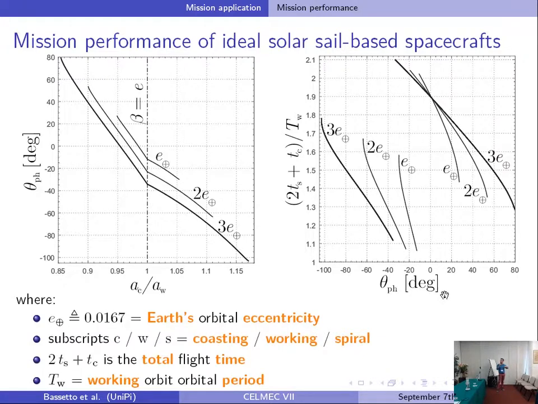In this figure, instead, you can see the mission duration parameterized with respect to the working orbital period as a function of the phase angle. Note that you have a discontinuity in the mission time when nu0 is equal to 180 degrees.